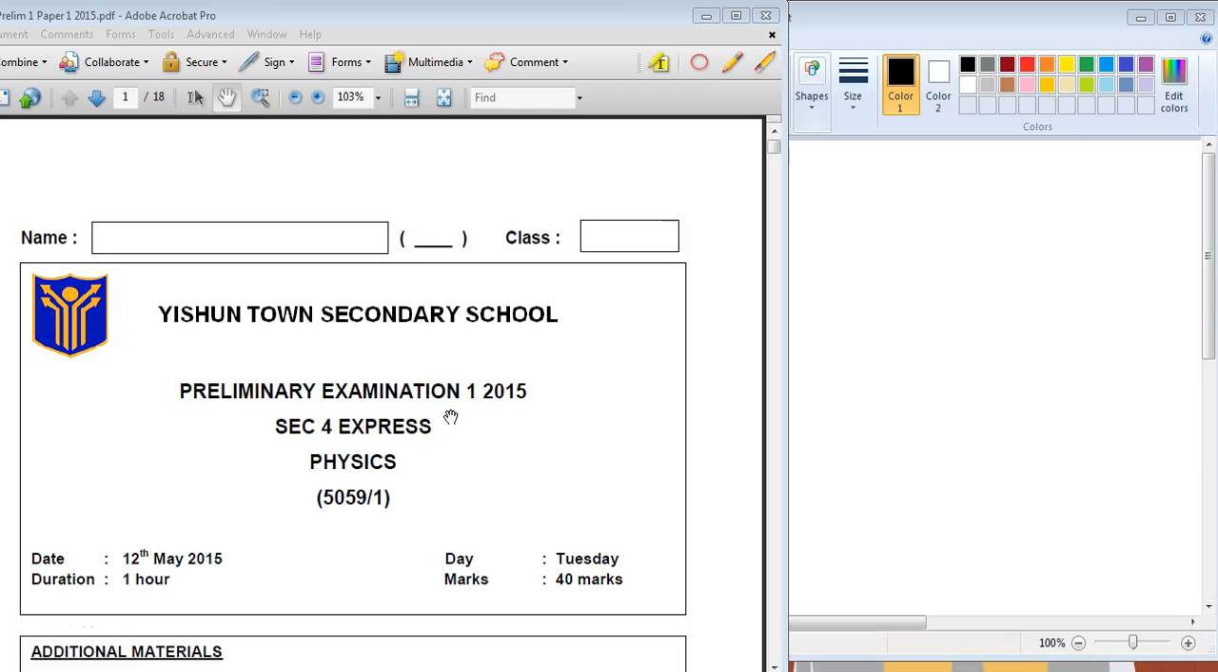Okay, today we are going to go through the Prelim 1 set for Express Pure Physics paper in 2015. So let's begin. You guys requested on question 9, 11 to 14, 16, 19 to 20, 33, and question 9E, which is in paper 2.